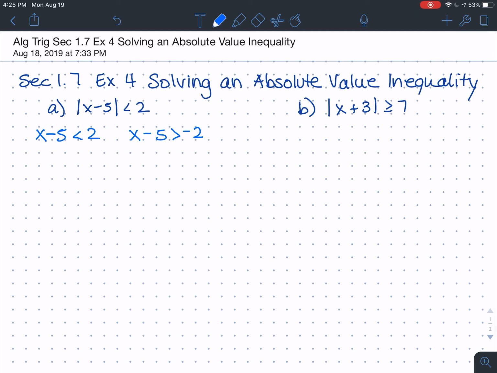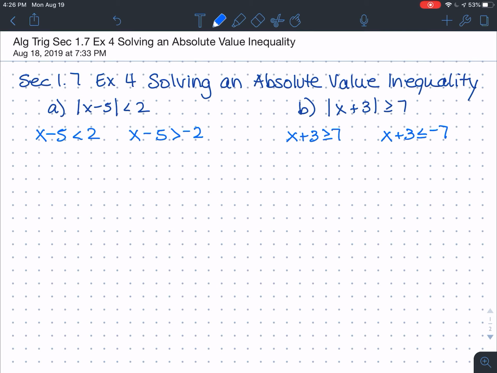If we do that for part B, then we also have x plus 3 is greater than or equal to positive 7, and x plus 3 is less than or equal to negative 7. And then you would solve those. But there's another thing you have to think about: is this an and or an or problem? Because now we have a compound inequality, so we have to know how to connect it.